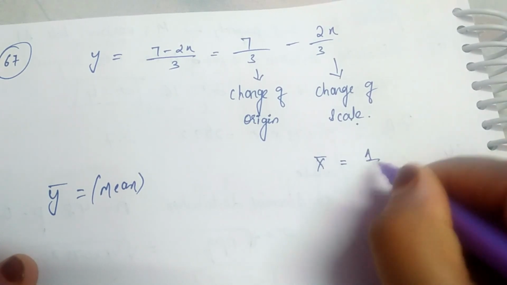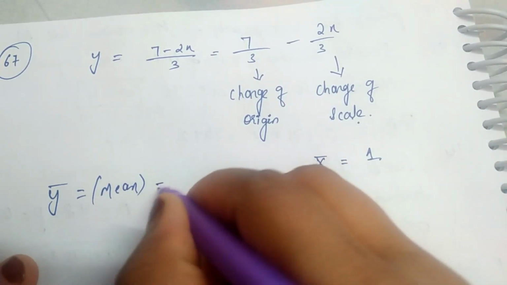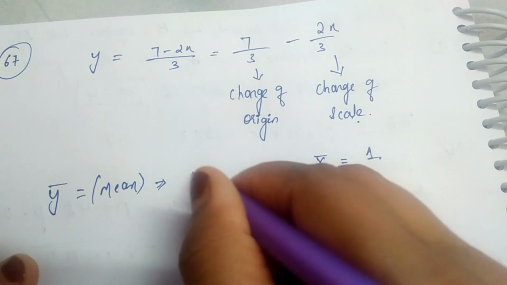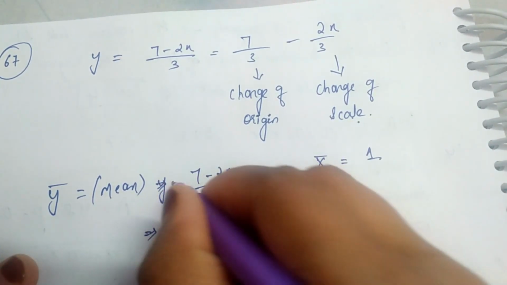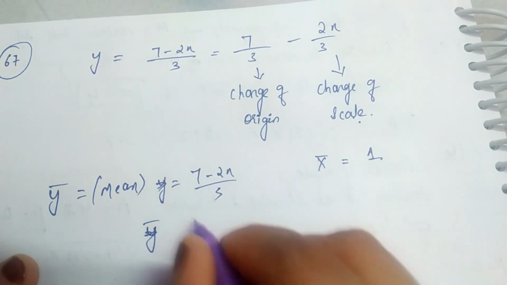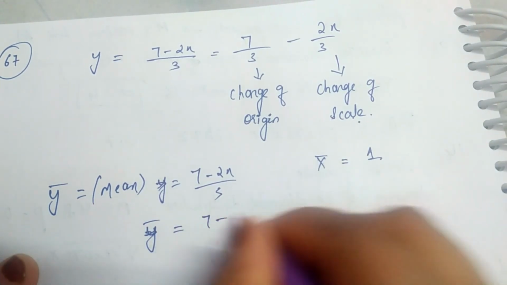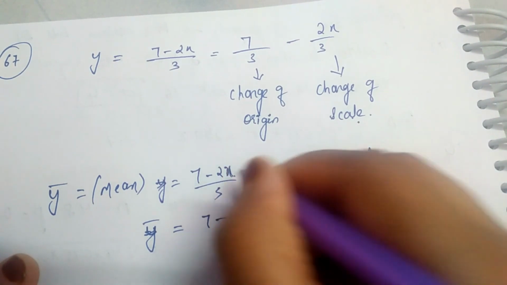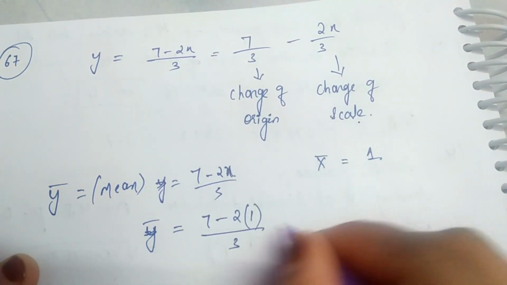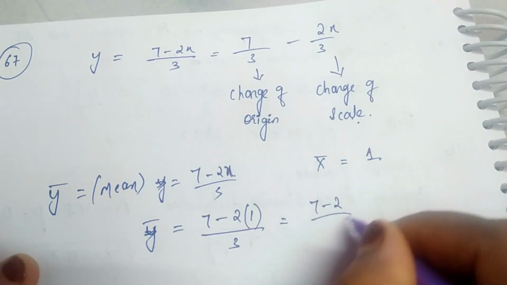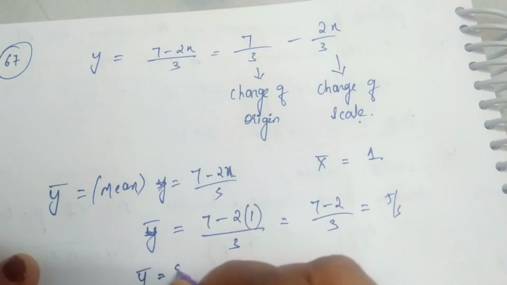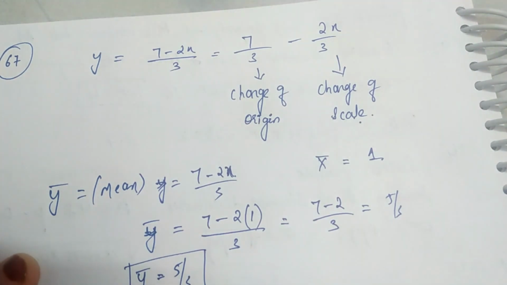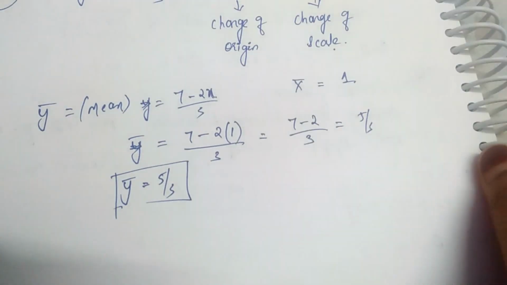The mean of x is 1. We substitute this in the equation we already have, 7 minus 2x divided by 3, which is y. So y bar is 7 minus 2 into 1, divided by 3. That is 7 minus 2 by 3, which is 5 by 3. So y bar is 5 by 3, and we got the mean of y.